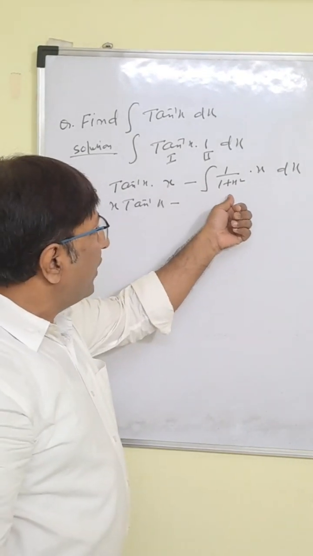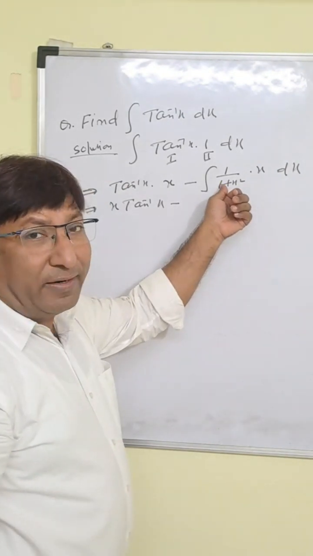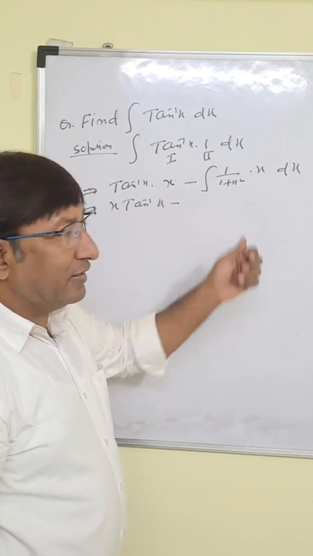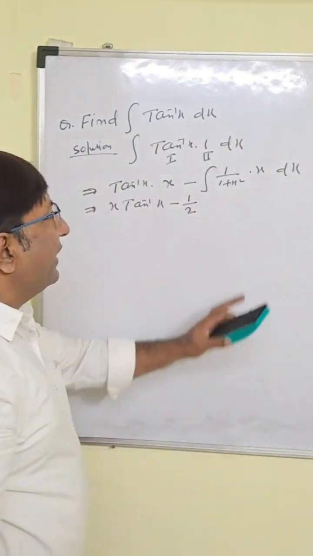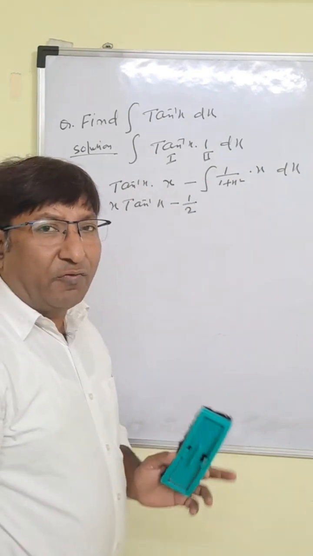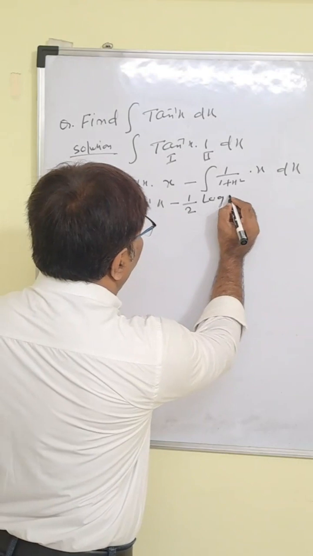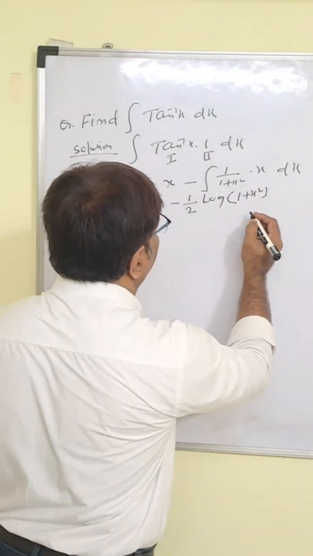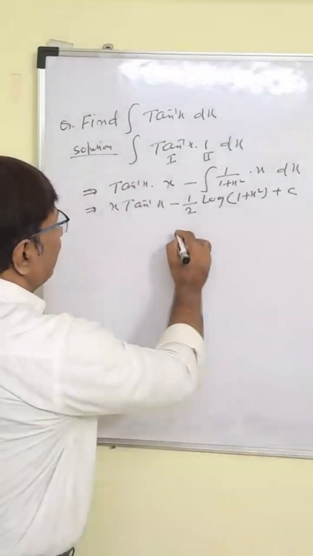So when we put 1 plus x square equal to t, then dt by dx equals 2x. So dx equals dt upon 2x, so x is cancelled. So we will get minus 1 by 2 and integration of 1 by t. So integration of 1 by t is log t. So we can simply write log t, where t is 1 plus x square. So x tan inverse x minus half log (1 plus x square) plus c. This is our correct answer.